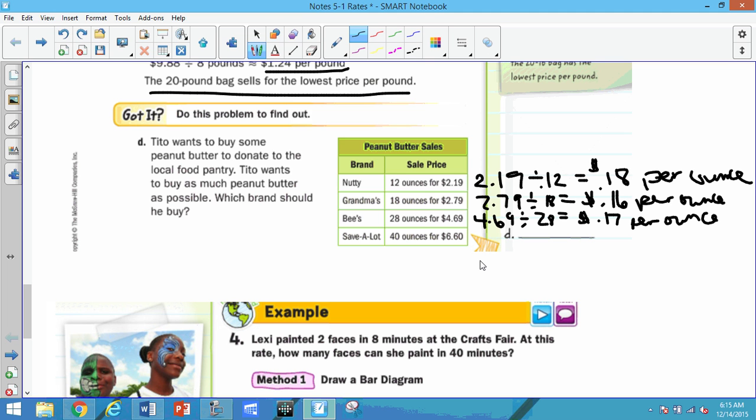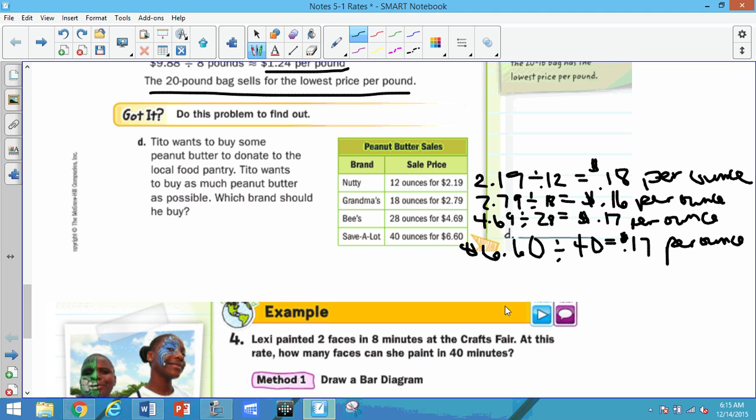Okay, and then the last one is Save-A-Lot, and that's $6.60 divided by 40 for a 40-ounce container. So you take $6.60 and you divide that by 40, and you get an answer of 0.615, which comes out to 17 cents per ounce.